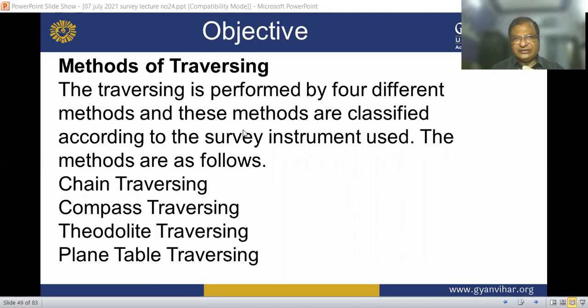So, methods of traversing. Traversing is performed by four different methods, and the traverse methods are classified according to the survey instrument used. The methods are as follows: chain traverse and compass traverse, theodolite traverse and plane table traverse.